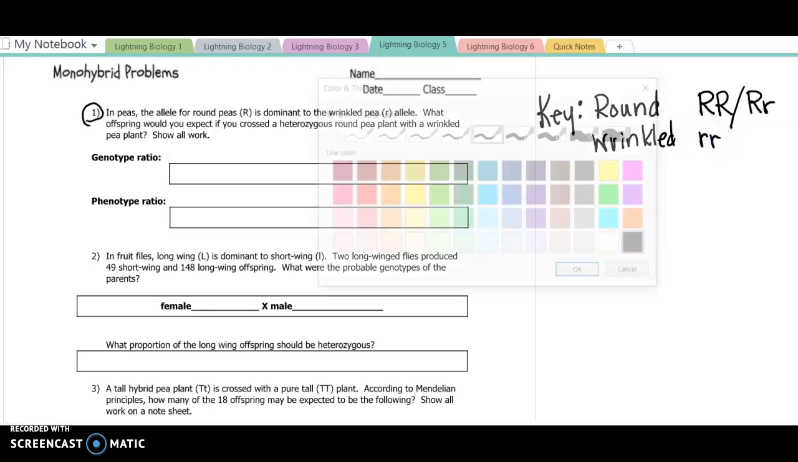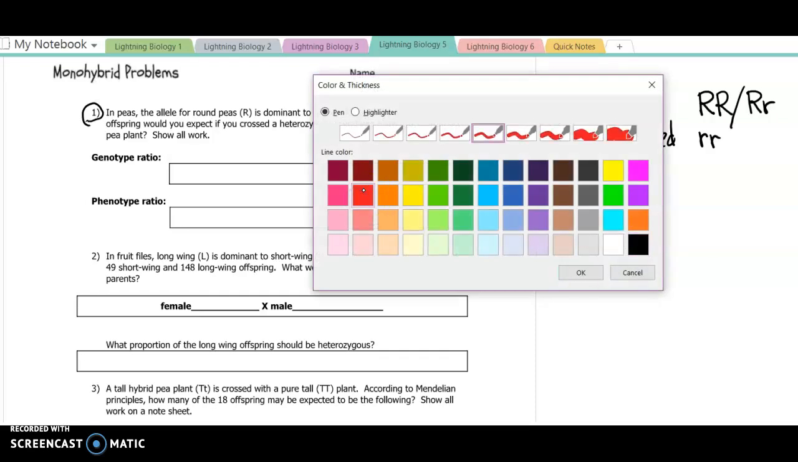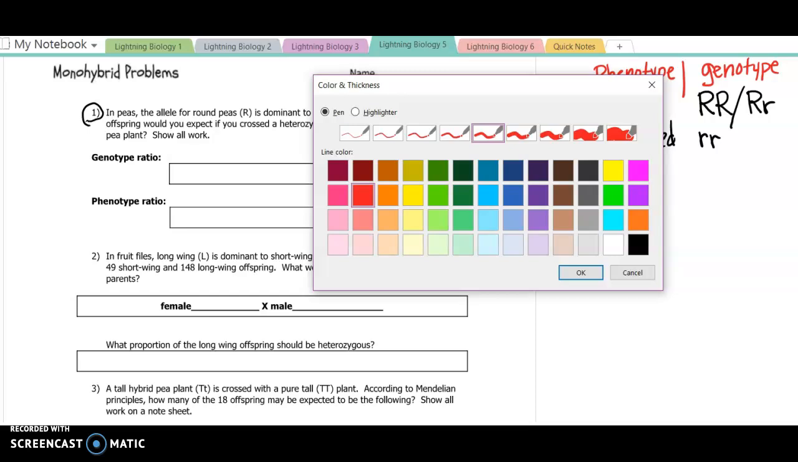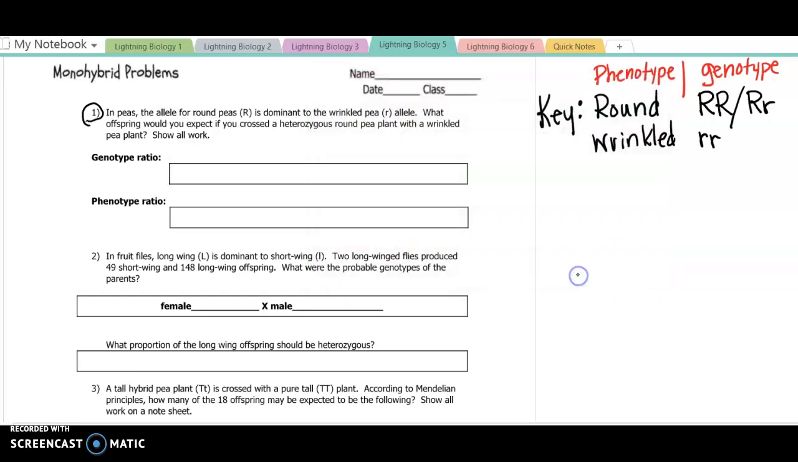And so if you go up here, I'll just add to this key. I wouldn't do this on my paper. I would just write what I have so far. But over here I have the phenotype. And then on this side I have written the genotype. And now I always have something to go back to. And so that's how I always like to start my problems.